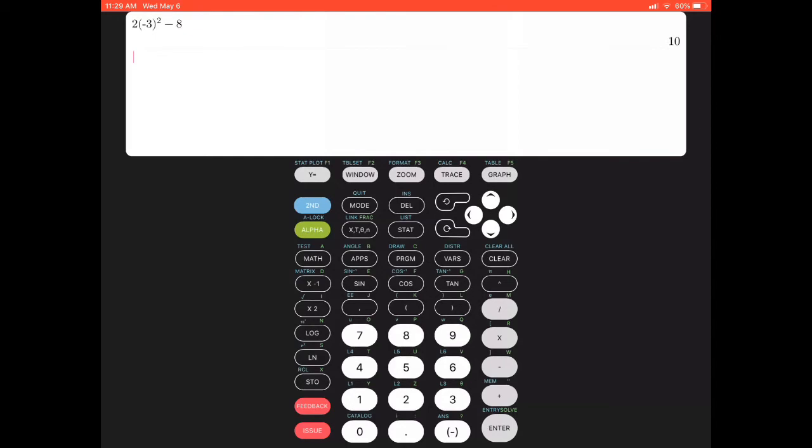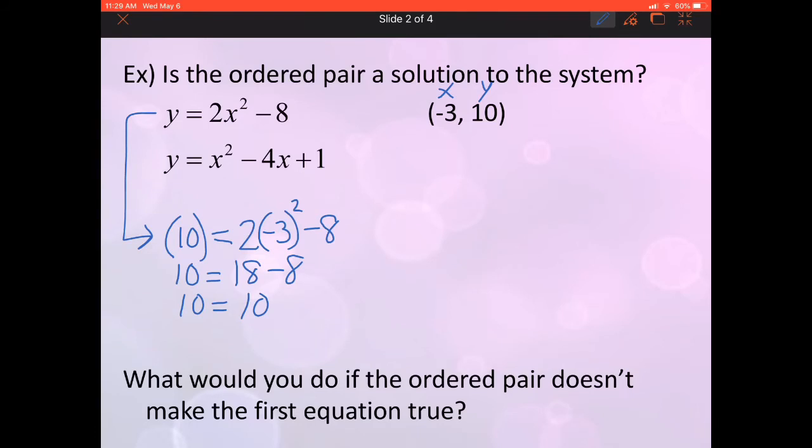Notice we get 10. You can put that in your calculator if you'd like. So we found that the two sides are equal, so negative 3, 10 works in the first equation, but it has to work in both. So let's try the other equation now. So I'll do my work over here.